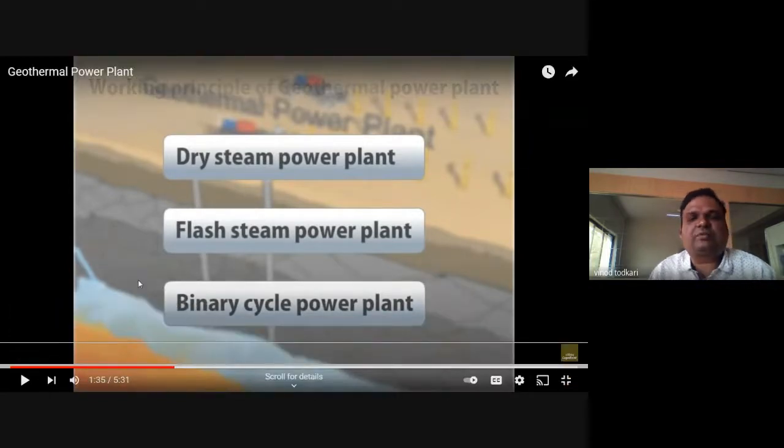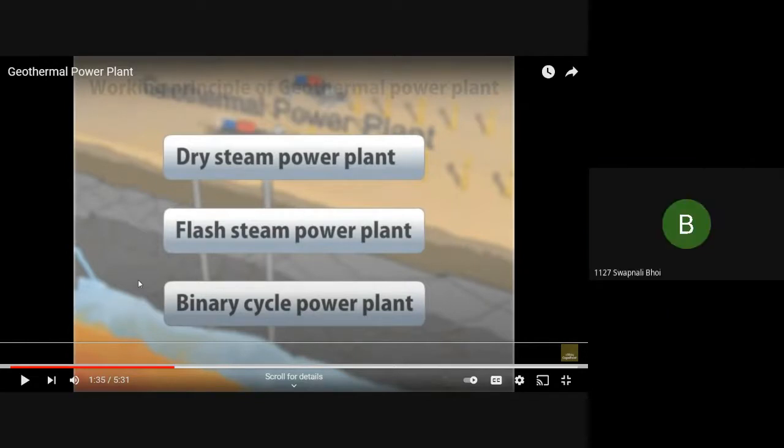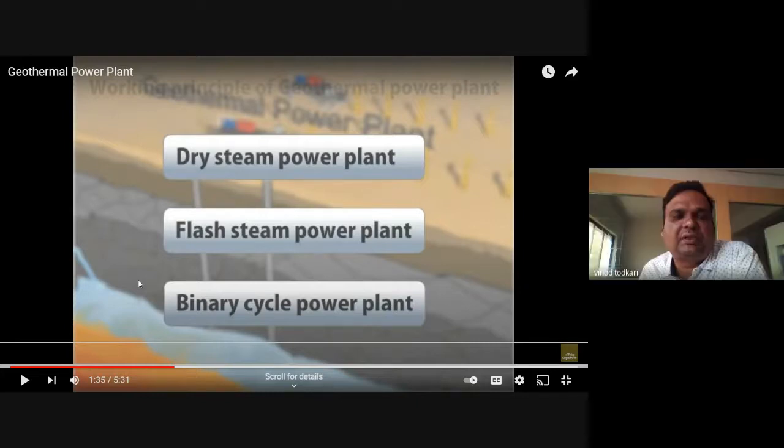So which are the three types of geothermal power plant? Dry steam power plant, flash steam power plant, and binary cycle power plant. Correct. Very good. So there are three types. One is dry steam, one is flash steam, and one is binary. So tell me, when will I go for a dry steam power plant?